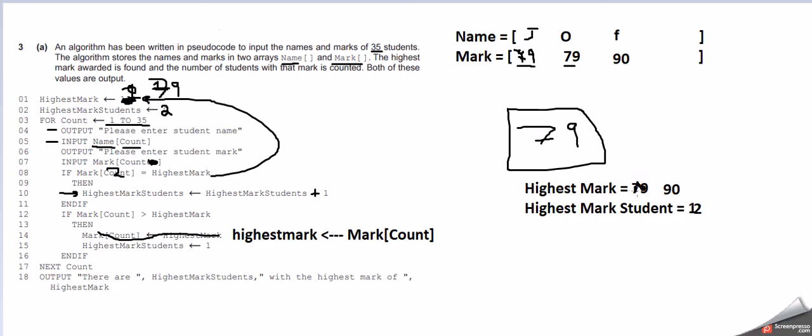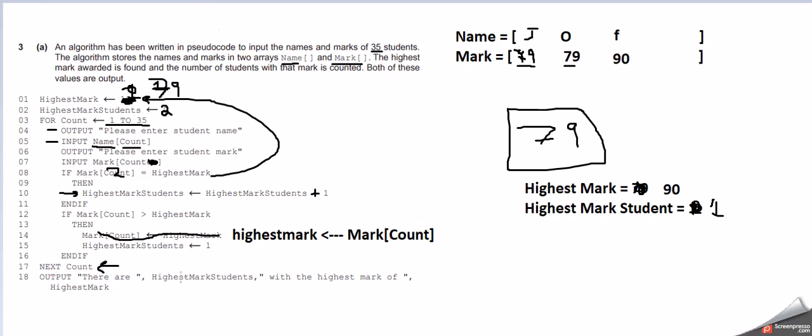So no longer is it 79. It'll then reset the highest marked students to become 1, because so far we've only got 1 student with 90. So that's fine, that works perfectly. At the end, so we do have a next count, there's no errors here, that is fine. We'll make count go up by 1.